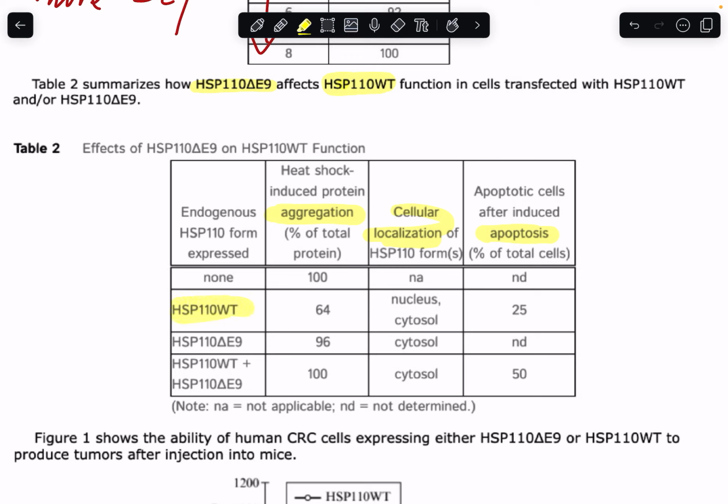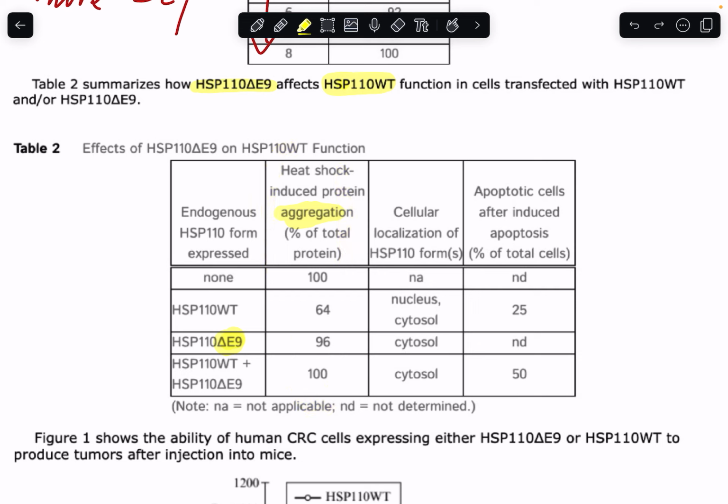So the wild type gives me about 64% aggregation, whereas the mutant one gives me way more aggregation, right? And when I have those combined together in the cell, I also have a lot of aggregation, as if I'm just having this mutant one. So I would say the more delta E9 I have, the more aggregation I have. This is the direct relationship I derived from table 2, from the first column, I mean.